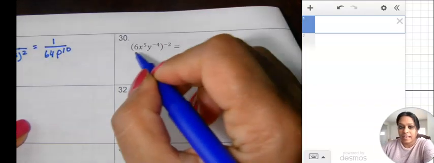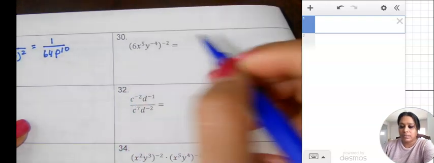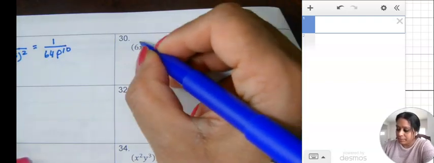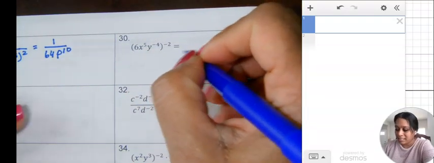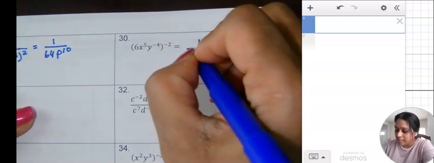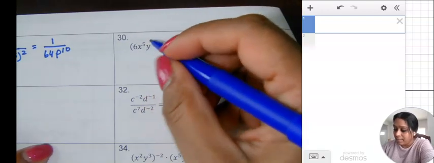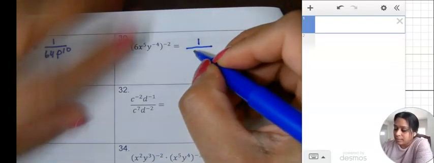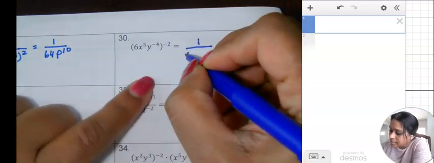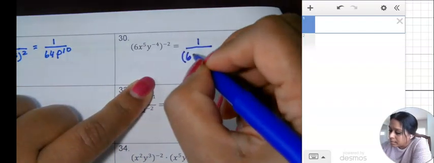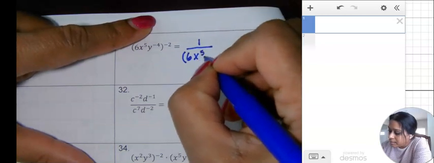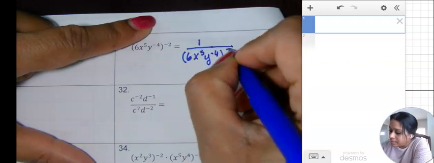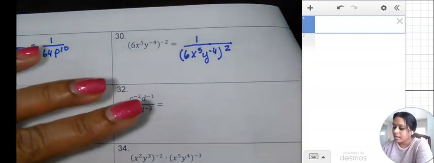Here's another example. So I have this whole thing set to a negative exponent. I do have the option of distributing the negative and then dealing with it, but it's just a lot easier if I go ahead and just switch everything to the denominator. I'm allowed to do that because of the parentheses. So I'm going to do 6, I'm just going to keep the parentheses, x to the 5th, and then y to the negative 4, and then the negative 2 exponent turns to positive.